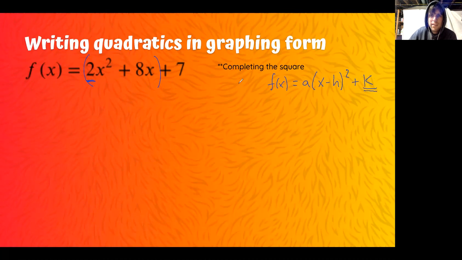So that 7 that's on the outside is going to contribute to the k value. And when I factor this out, that's going to end up being my a value. So I'm already getting along on my way. So I need to factor away a 2.